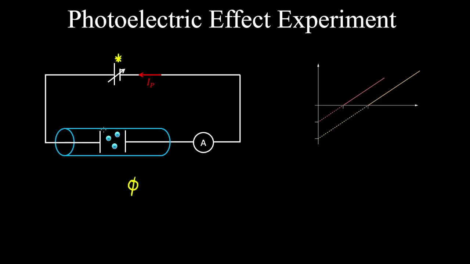Now one of the plates, being the cathode, is illuminated by monochromatic light. This causes electrons to be ejected from the plate at different velocities, and the photoelectrons are collected on the other plate, being the anode, and this causes current to be recorded by this ammeter.